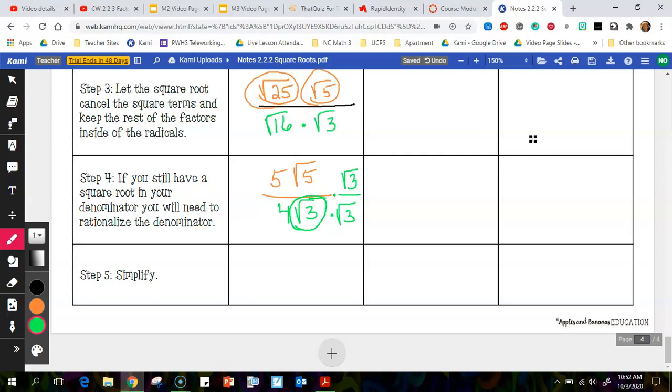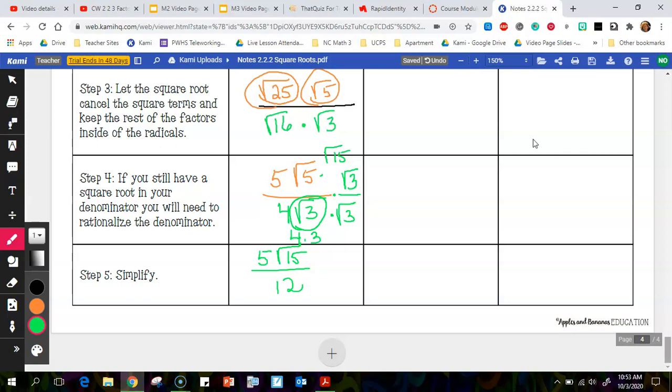Okay, so then down here on the bottom, square root of 3 times the square root of 3 is 3. So this ends up being 4 times 3 in the denominator. And this is 5 times root 5 times root 3, which is root 15. All right, so my simplified version is 5 root 15 over 12.